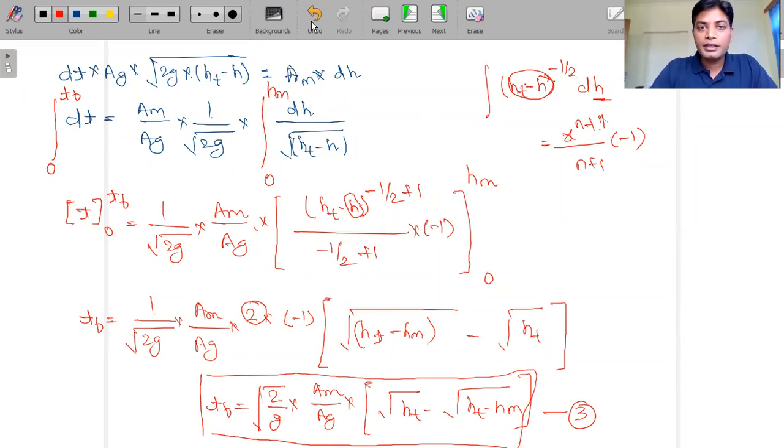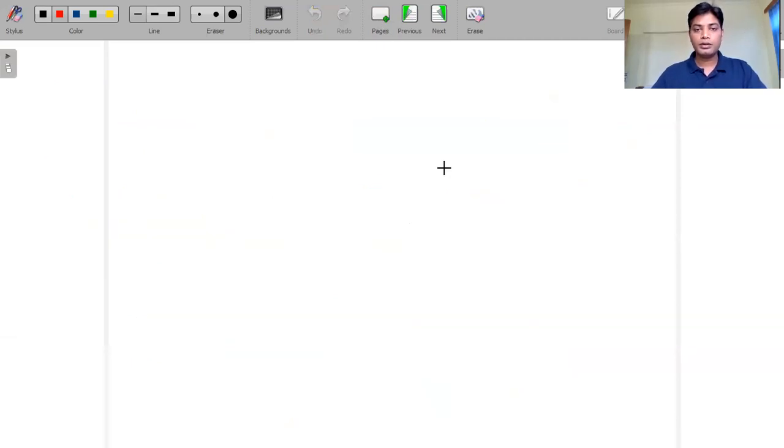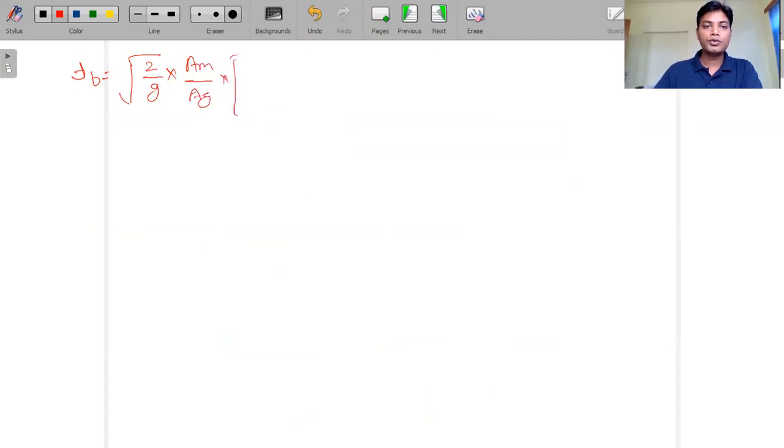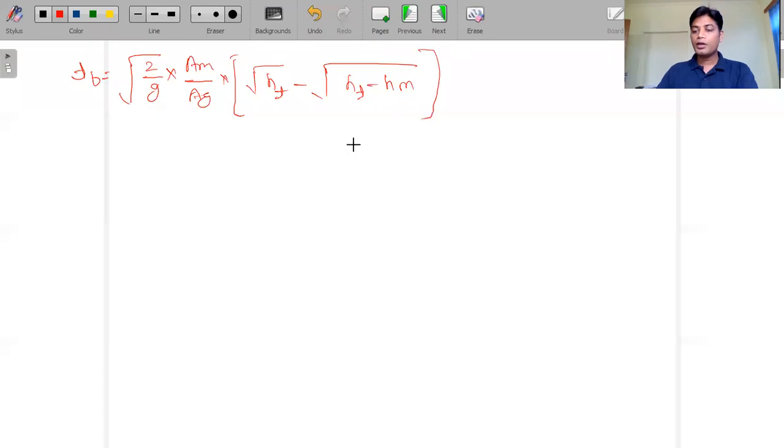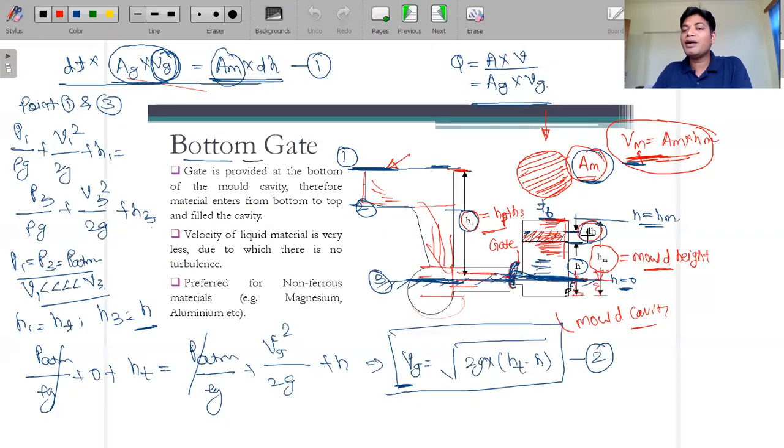But here the important thing is, just a minute. So this equation is tb equals root of 2 by g into Am by Ag into root ht minus root of (ht minus hm). So this is the equation. ht minus hm is the height, the total height, and hm is the mold height.